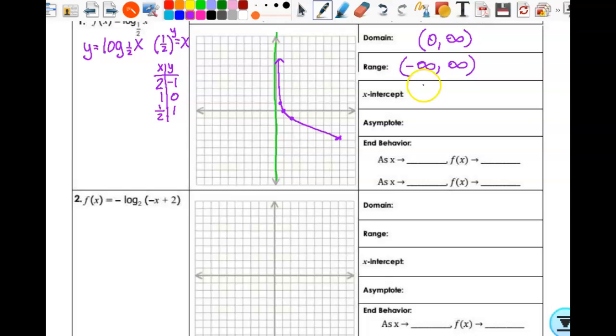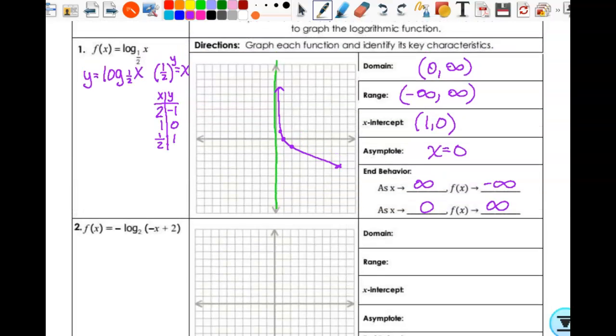Okay, my x-intercept, that's something I have there. That's (1, 0). My asymptote is at x equals or y equals? X equals, so it's x equals 0. Then as I move to the right, x is approaching infinity. And as x approaches infinity, f of x approaches -infinity. And then we move to the left, is x approaching -infinity? No, what's it approaching? 0. Then f of x approaches infinity, okay?